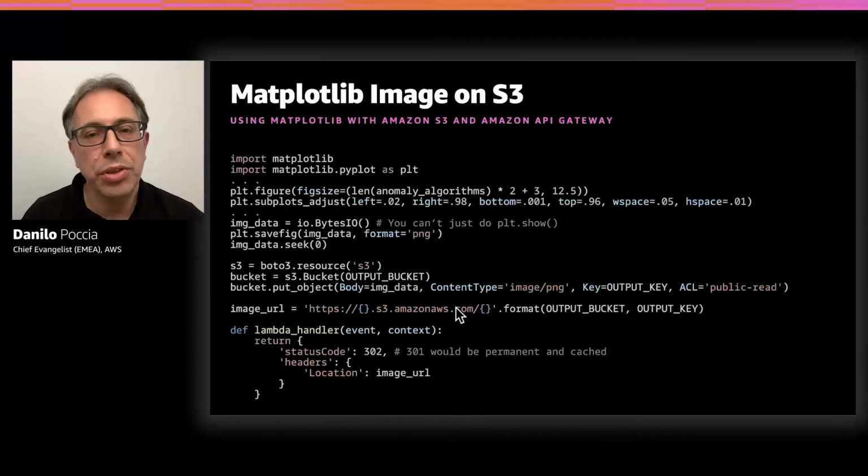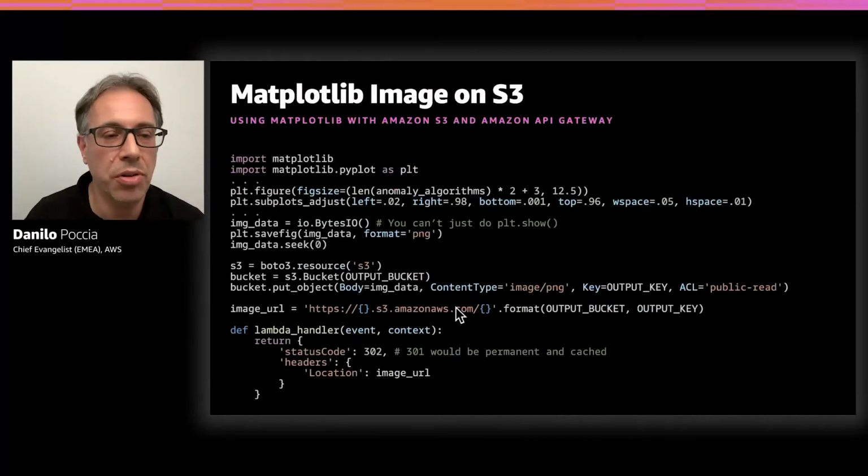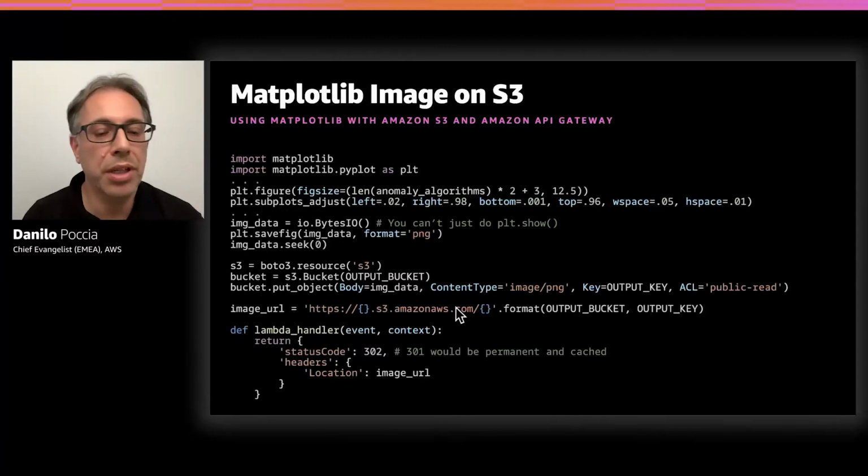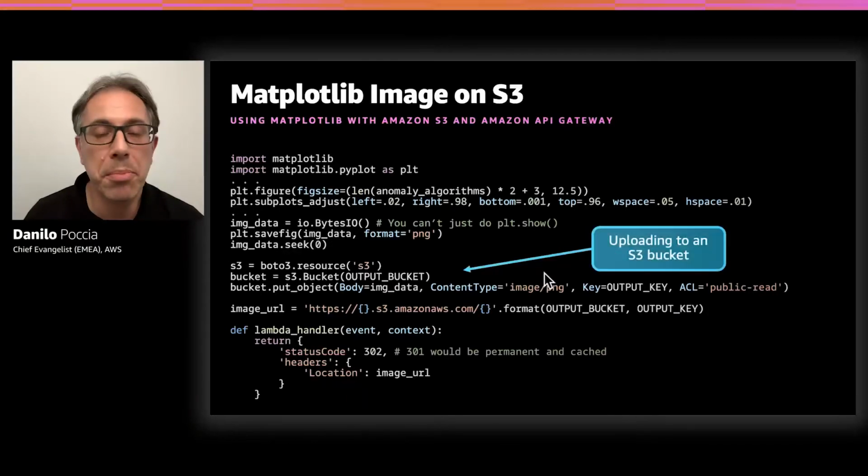Sometimes you want to return an image from an API, and in data science you often generate images with a tool like matplotlib that is generating a graph or a visualization from your data. So when you have an image, you can store the image into a BytesIO object in Python, and then you can use the AWS SDK for Python, Boto3, to upload this image to an S3 bucket. I use a public read ACL here, so it's publicly readable.